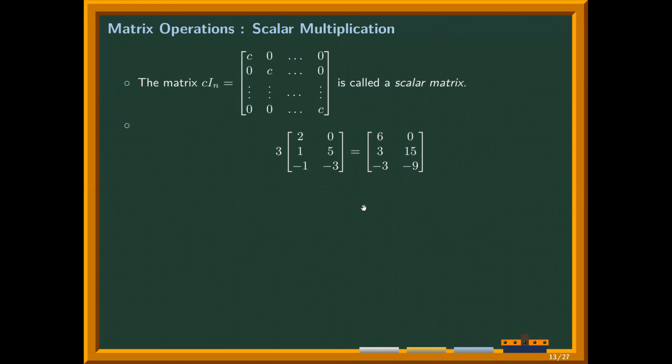For a more concrete example, look at this matrix operation. Here we have a 3 by 2 matrix being multiplied by scalar 3. As we can see, the result is a 3 by 2 matrix whose entries are 6, 0, 3, 15, negative 3, negative 9, each obtained by taking the product of each entry by 3.